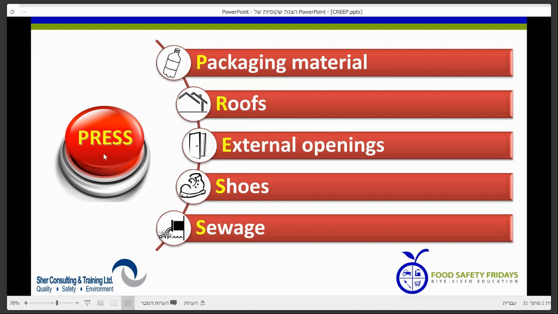Boom. Okay, just to show that in order to remember our list, I've given it an acronym, PRESS, P-R-E-S-S: packaging, roofs, external openings, shoes, and sewage. Should make it easy for you to remember when you're doing your HACCP and your environmental studies, where the environmental pathogens can be coming in from.